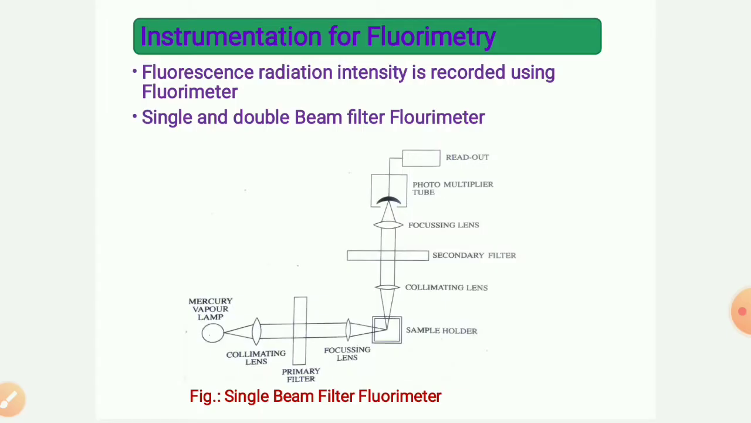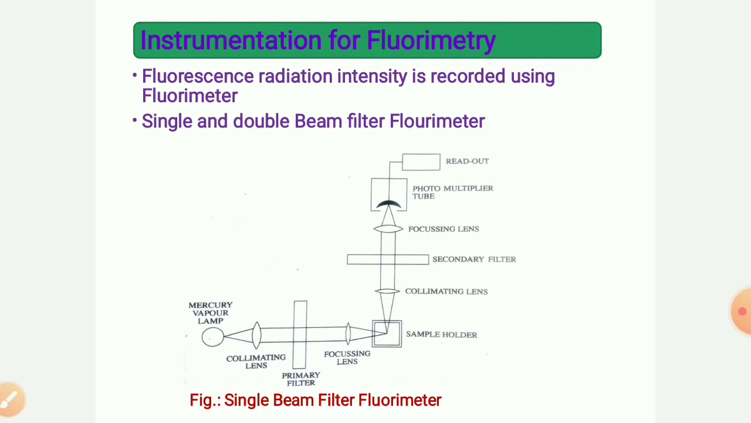Instrumentation for fluorimetry. Fluorescence is the emission process in which a molecule returns to the ground state from an excited state of energy level by emitting longer wavelength radiations than the absorbed radiations. This emitted radiation intensity, that is fluorescence intensity, can be measured or recorded using a fluorimeter. The fluorimeter is of two types. Let's try to understand the single beam filter fluorimeter.